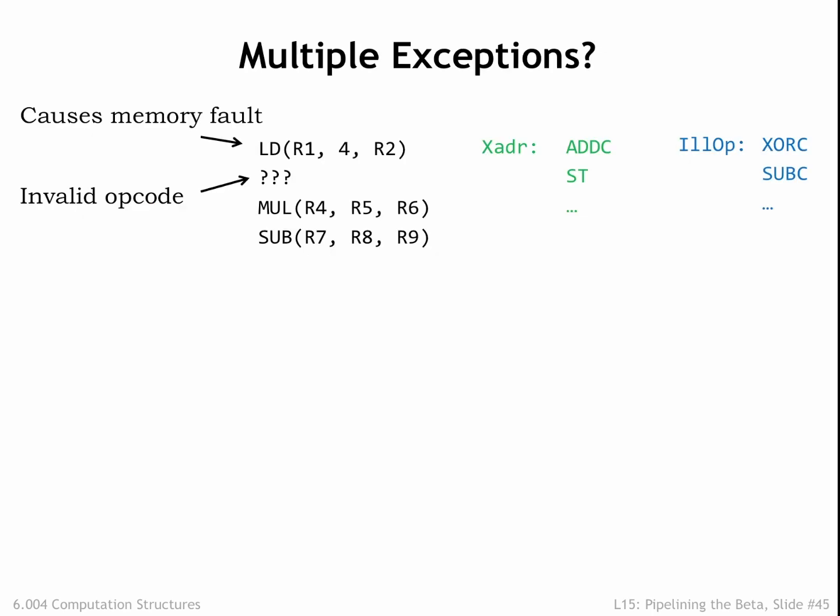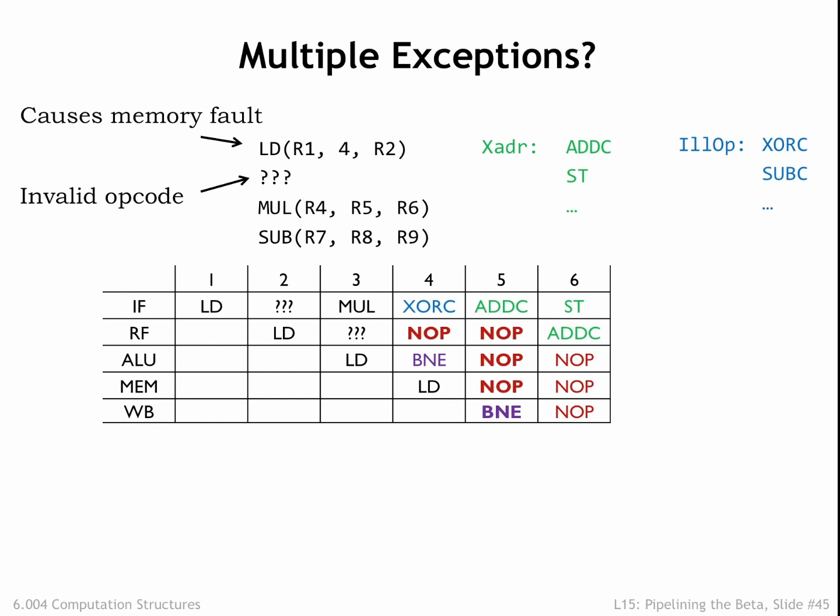Since the pipeline is executing multiple instructions at the same time, we have to worry about what happens if multiple exceptions are detected during execution. In this example, assume that load will cause a memory exception in the mem stage, and note that it is followed by an instruction with an illegal opcode. Looking at the pipeline diagram, the invalid opcode is detected in the RF stage during cycle 3, causing the illegal instruction exception process to begin in cycle 4.